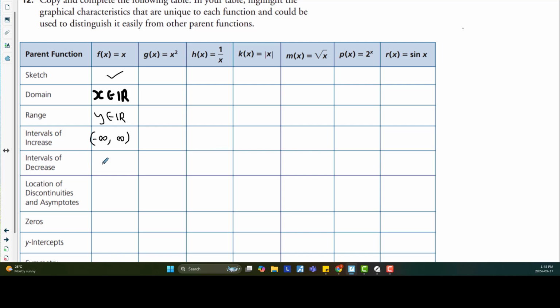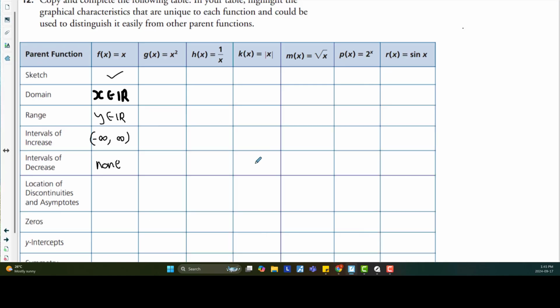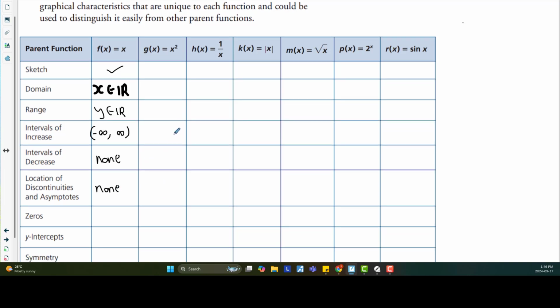What about intervals of decrease? Well, this function doesn't have any intervals of decrease, so you just write none. What about location of discontinuities and asymptotes? Well, if you look at this graph, is there a break, a hole, or can I graph this line without ever lifting up my pencil? And there clearly I can graph this without lifting up my pencil, so there are no discontinuities or asymptotes.